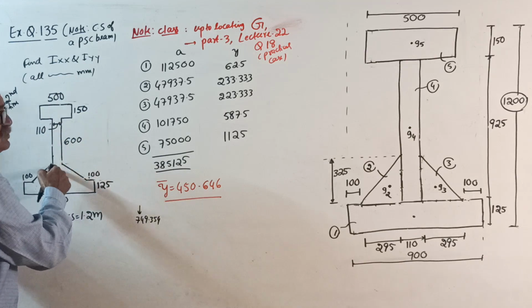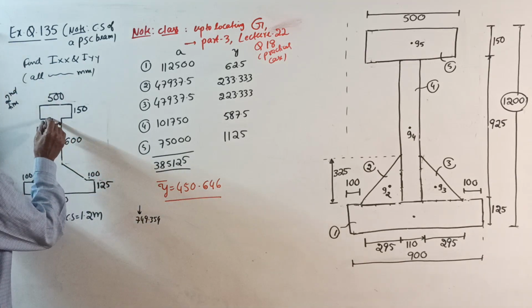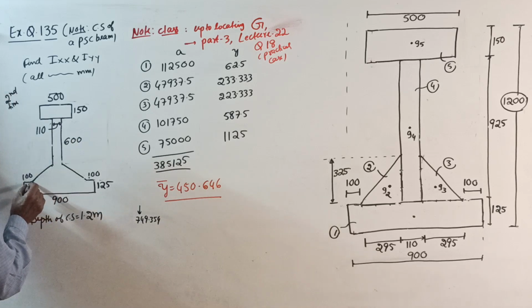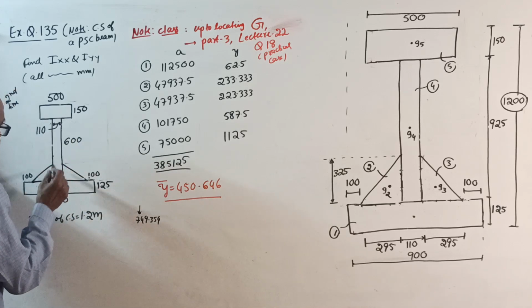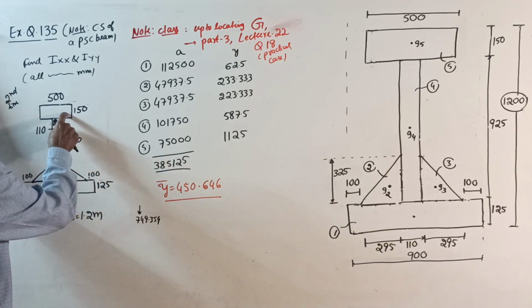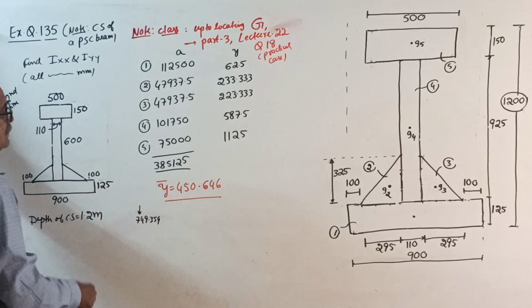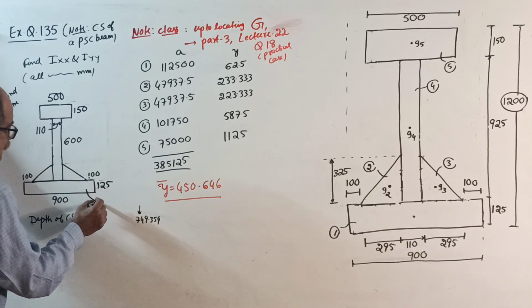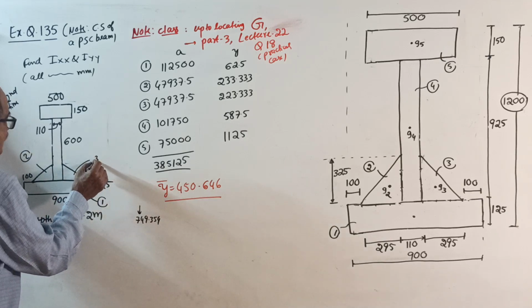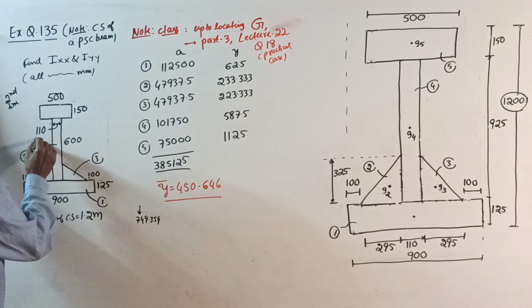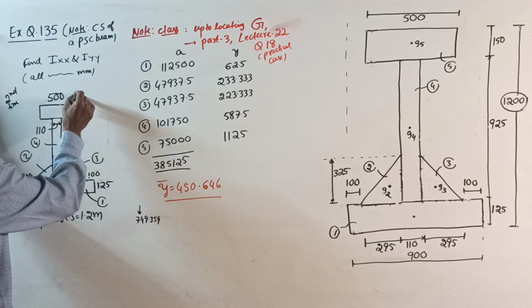See, the divisions we are doing. This way we will divide here, like this, then we will bring down here, come down here. One, two, three rectangles and two triangles. I will name this as 1, this is 2, this is 3, this is 4, this is 5.